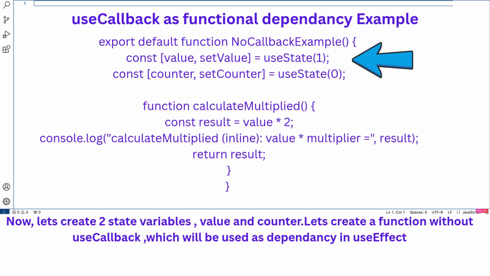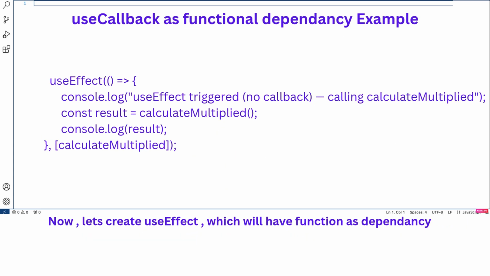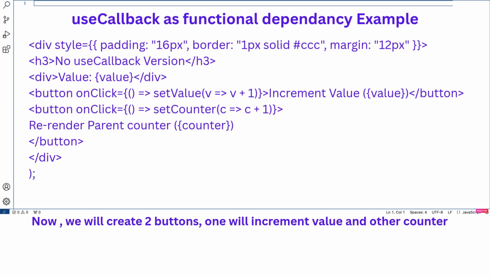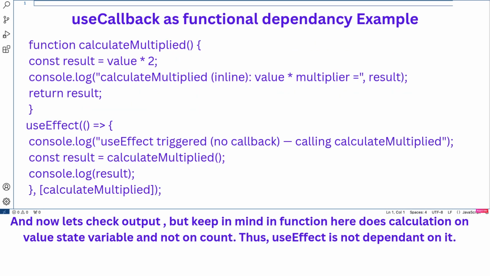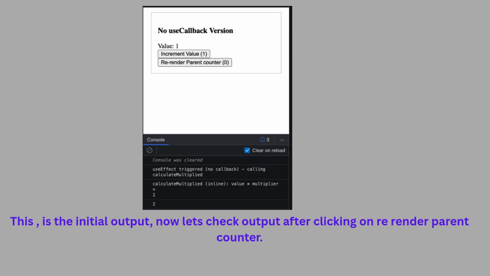Now, let's create two state variables, value and counter. Let's create a function without useCallback, which will be used as a dependency in useEffect. Now, let's create the useEffect, which will have the function as a dependency. Now, we will create two buttons, one will increment value and the other counter. Now let's check the output, but keep in mind that the function here does a calculation on the value state variable and not on count. Thus, useEffect is not dependent on it. This is the initial output.